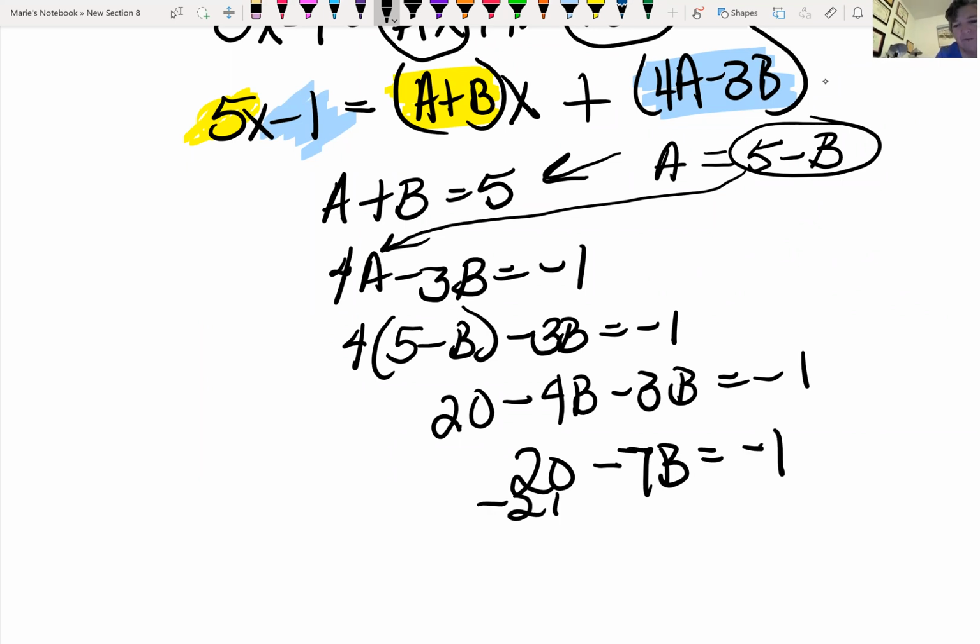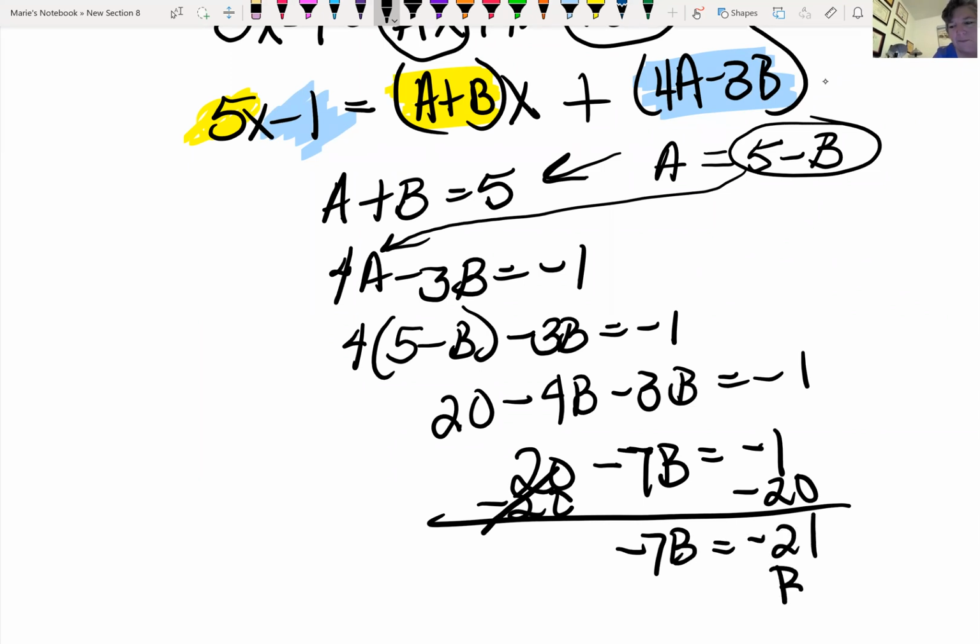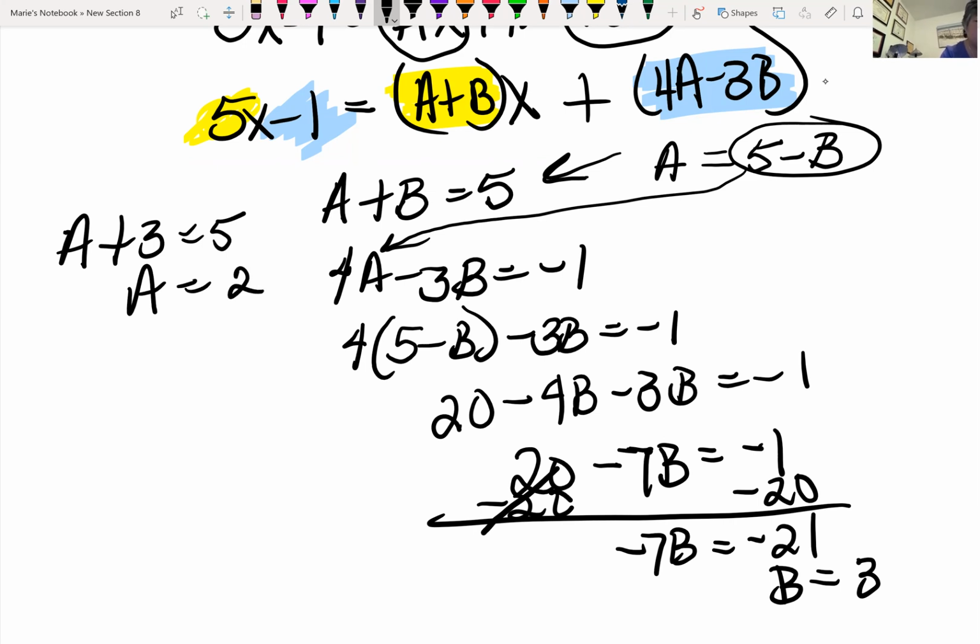If I subtract the 20 on both sides, that'll cancel. That'll leave me -7b is equal to -21, and therefore b has to be equal to 3. If b is 3, then a has to be 2, because a plus 3 will give me the 5, and now I just solve for a, which gives me a is 2. My answer should be 2 over x minus 3 plus 3 over x plus 4.